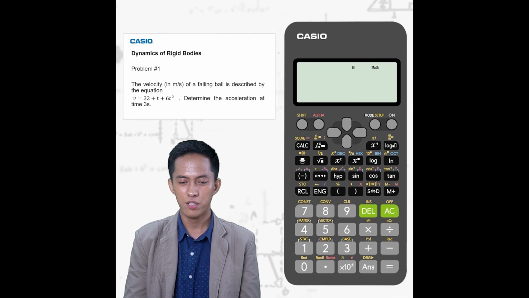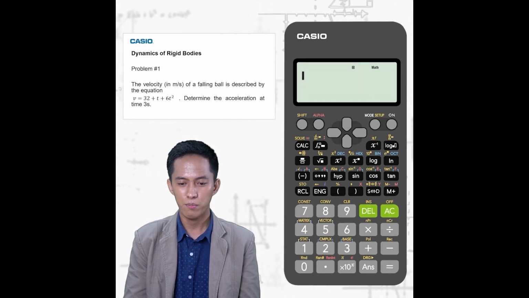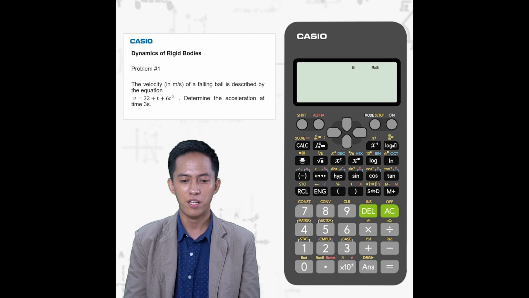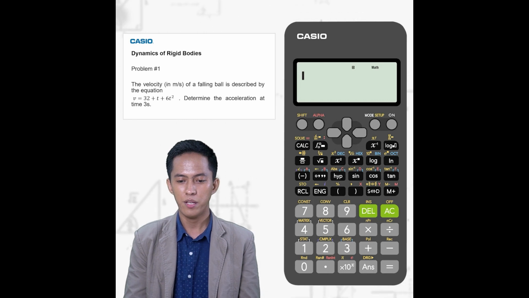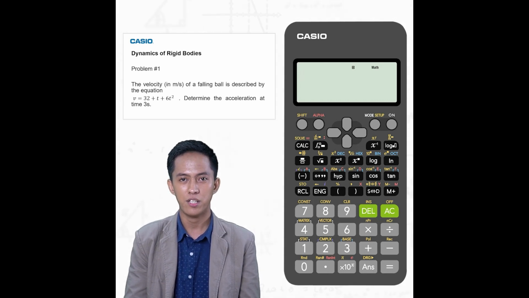For problem number 1, we have the velocity in meters per second of a falling ball described by the equation v = 32 + t + 60 squared. Determine the acceleration at time 3 seconds.